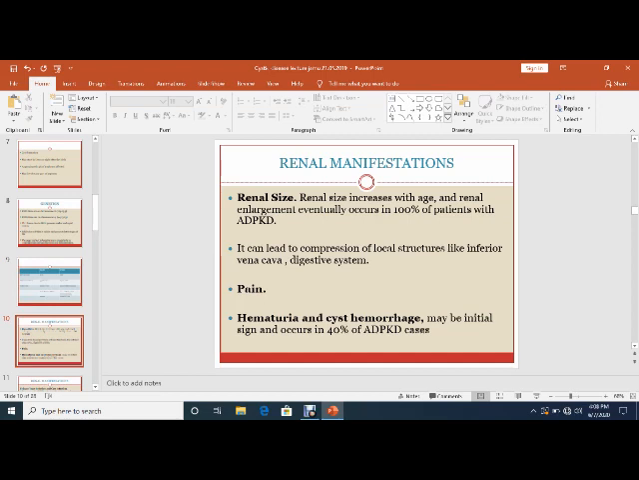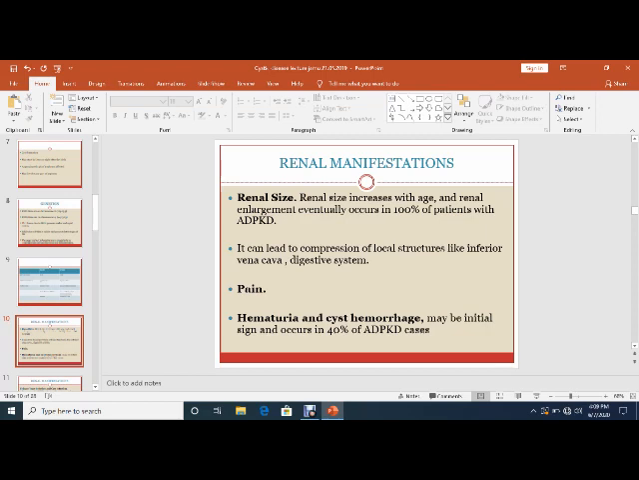Now coming to the clinical features, clinical manifestations. Clinical manifestations are divided into renal manifestations and extrarenal manifestations. If you talk about the renal manifestations, renal size increases with age, so the kidney will enlarge, even in 100% of patients with autosomal dominant polycystic kidney disease. It can lead to compression of local structures like the inferior vena cava or digestive system.